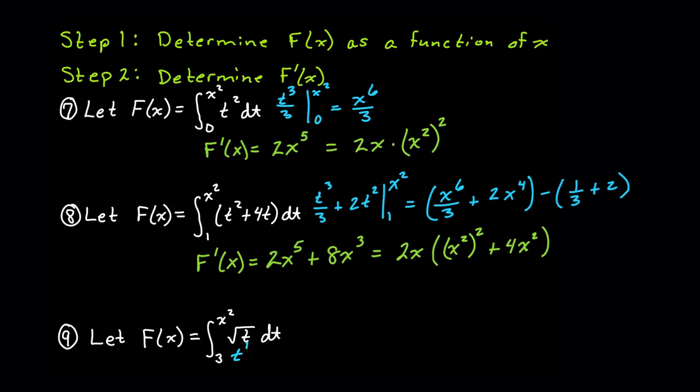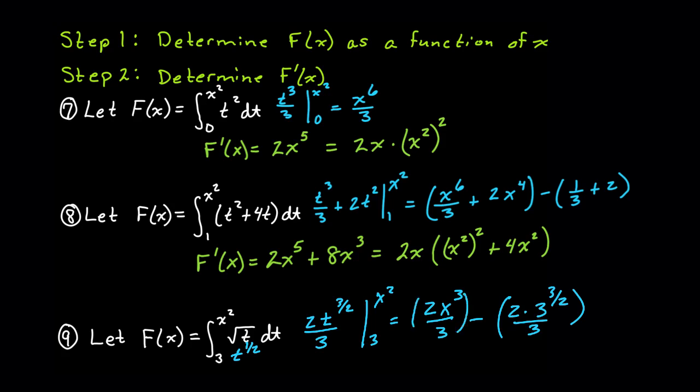Remember, we said this one is t raised to the 1/2, so the antiderivative was 2t to the 3/2 over 3, evaluated between 3 and x squared. So that's going to give you 2x to the 3rd power over 3 minus, and then plug in the 3. We don't really need to worry about the constant too much, because when you take the derivative, the constant is going to go to 0.